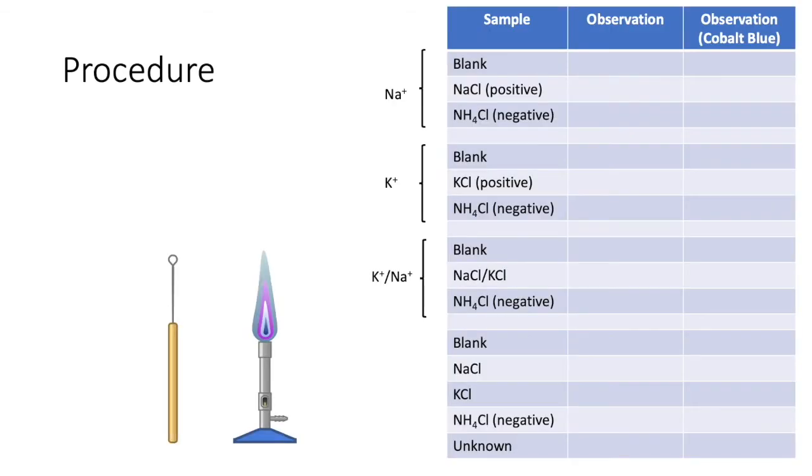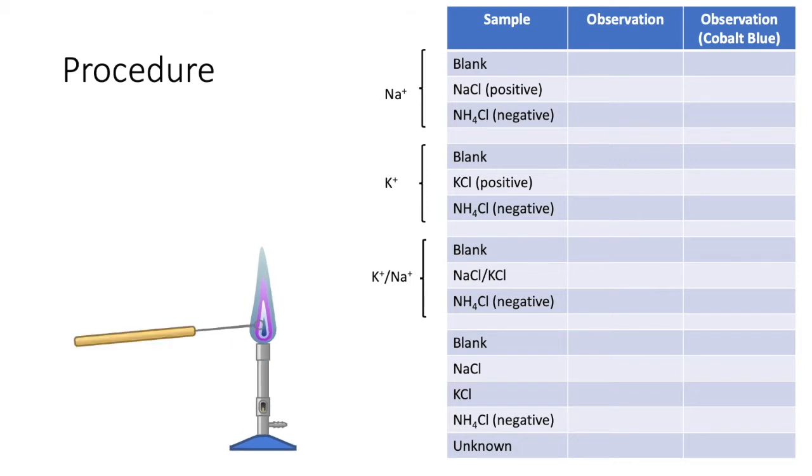A simple flame test can be used to identify the presence or absence of sodium ions or potassium ions in solution. And the process for performing one of these flame tests is exactly the same as the one that we saw before for the Beilstein test, with the one difference that this test can be done using any wire. We'll be using nichrome wire for our testing purposes because its melting point is extremely high.